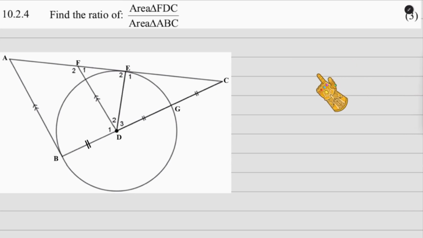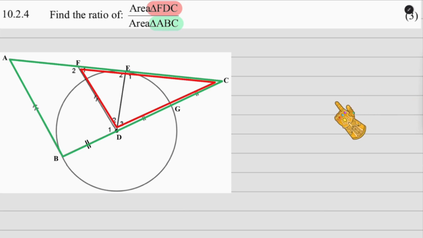Bringing us to the last question in the paper. We need to find the ratio of the area of triangle FDC over the area of triangle ABC. Let's get those triangles highlighted, my chums. Yeah, it's much better, ne? Okay, so I'm going to start off by writing this and an equal sign next to it.